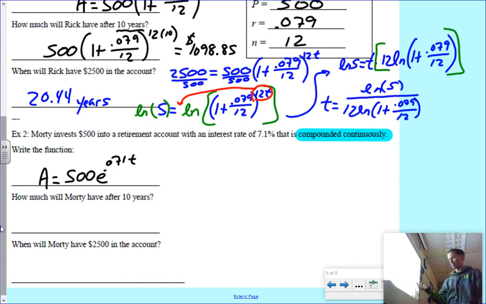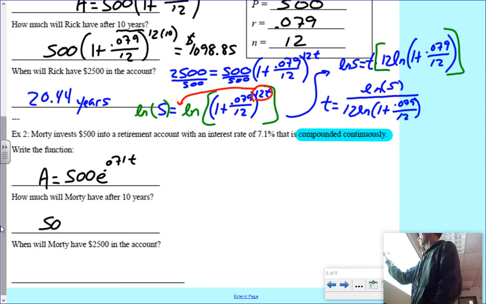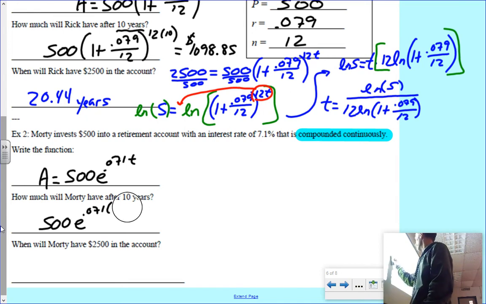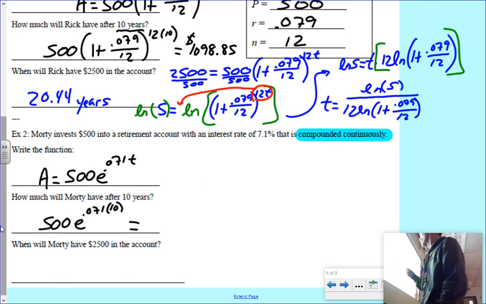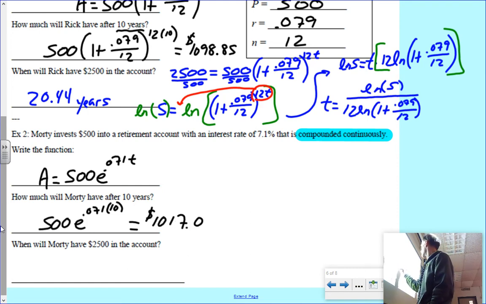10 years, plug it in. So 500 e to the 0.071 times 10. And you put that into your calculator, you should get it's like 1016.995, so I'm going to round that up to 1017 and no cents. We'll see what I mean there when you type it in your own calculator.